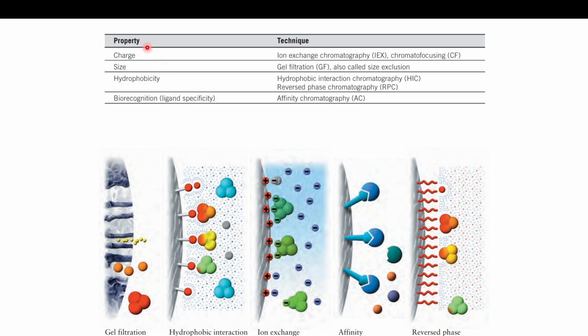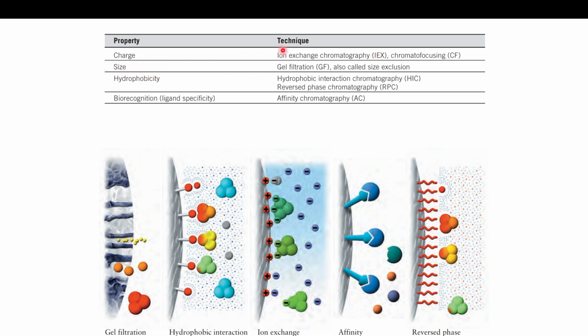Now, depending on the property you are exploiting, there can be different types of chromatography. Okay, when the characteristic under consideration is the charged state of your sample of interest or the protein, then ion exchange chromatography or chromatofocusing can be used. So ion exchange chromatography depends on the ionic state of the protein. Chromatofocusing also relies on the pI or the isoelectric point of the protein in consideration.